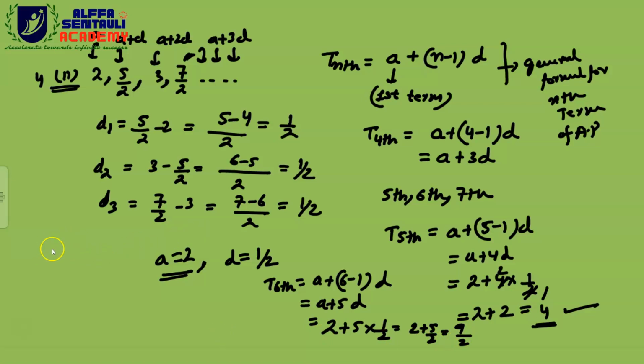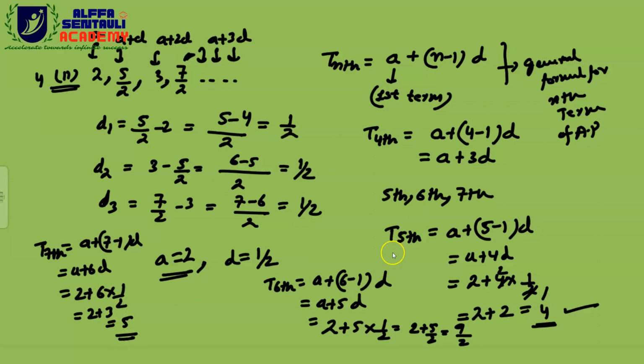Then you can also find the seventh term. T7 should be what, beta? From here, a + (7 − 1) × d, correct? So we get a + 6d. A is 2, d is half. So 2 + 3, how much? 5. So we have found all the terms, correct?